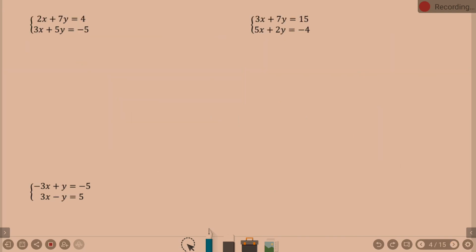Next example. 2x plus 7y equals 4. 3x plus 5y equals negative 5. What are you noticing? None of the thingies match. So I think what she's trying to say is none of the coefficients match, right? Last time they weren't opposite signs, but at least we had 8 y's. The first time even better, we had 4x and negative 4x.